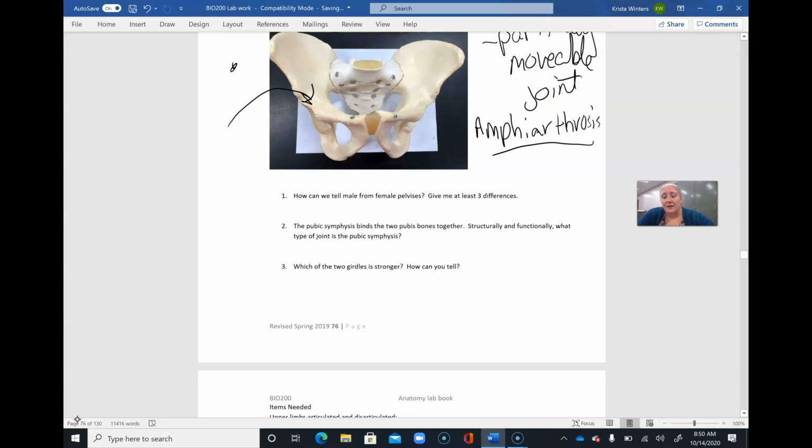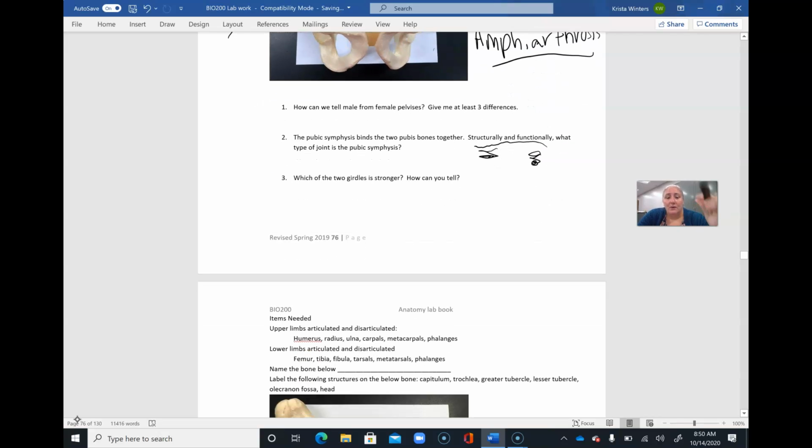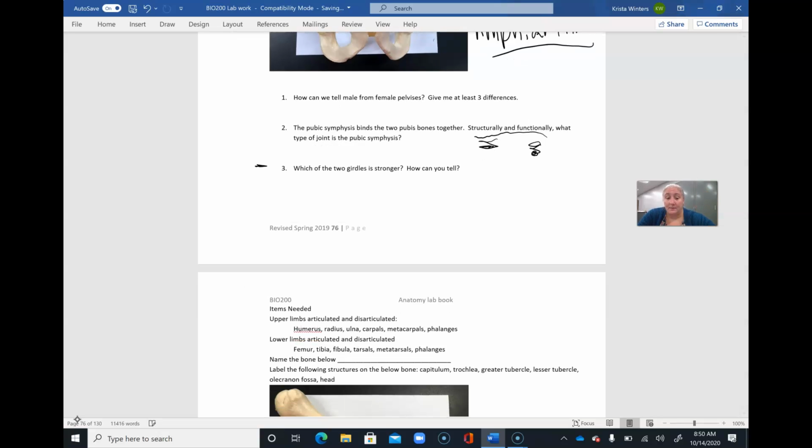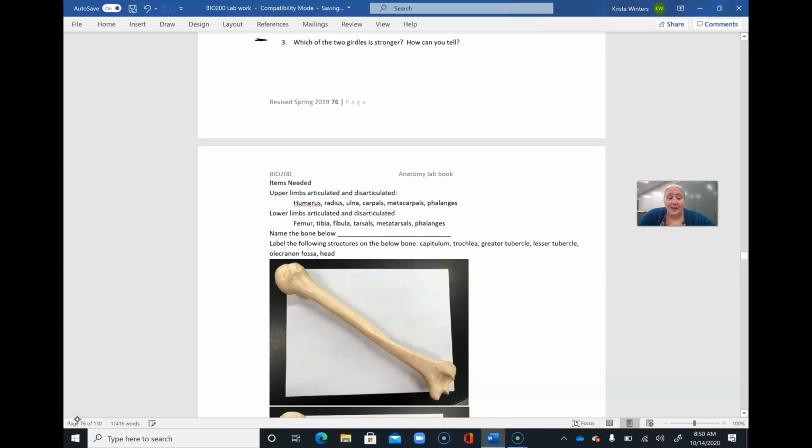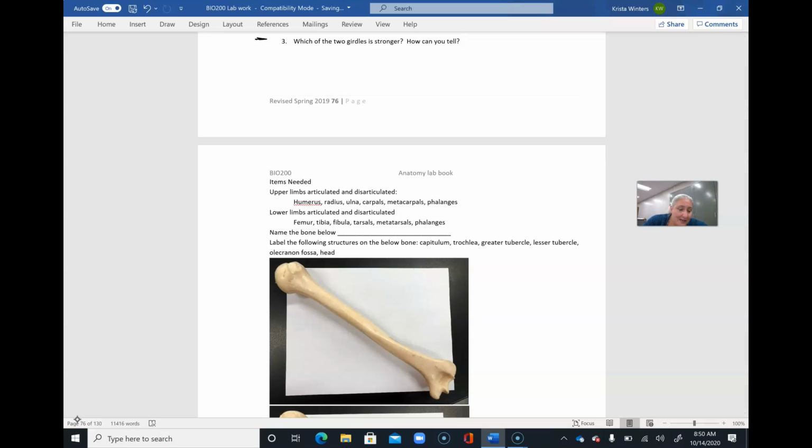The next question is, structurally and functionally, how do we identify the pubic symphysis? Structurally means what is it composed of? And functionally means how does it move or how does it work? And then which of the 2 girdles, pectoral or pelvic, is stronger and how can you tell? So that is your pelvic and pectoral girdles. I'm going to stop this video and then we'll get into the arm appendages in the next video. Bye.